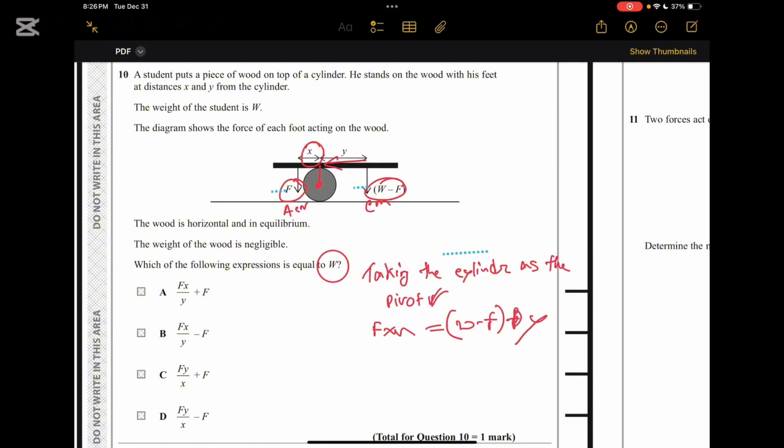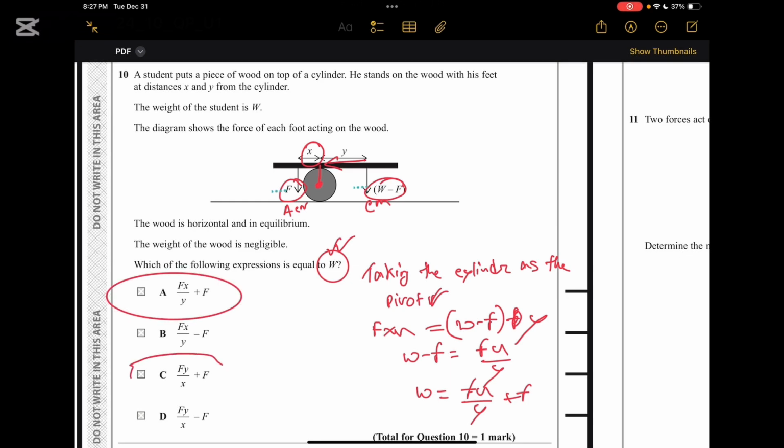So they have asked to find the expression for W. So it will be W minus F is equal to Fx by y. We have divided by y, so it is Fx by y. And now W is going to be Fx by y plus F. So our answer will be this one. Sorry, my bad. So this is our correct answer. Not this, not this, and not this.